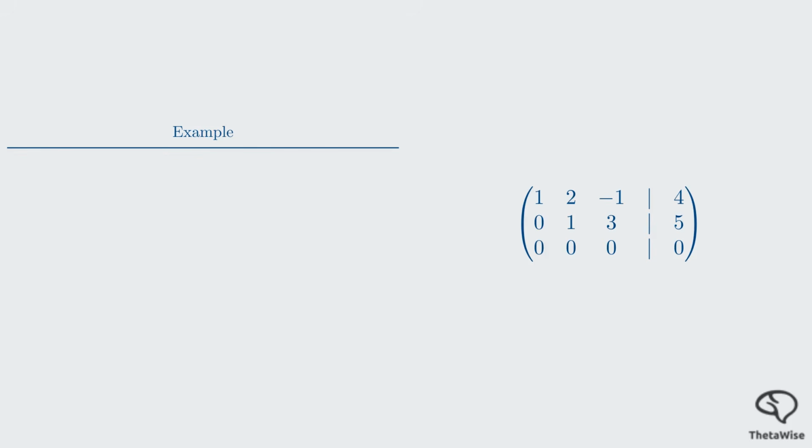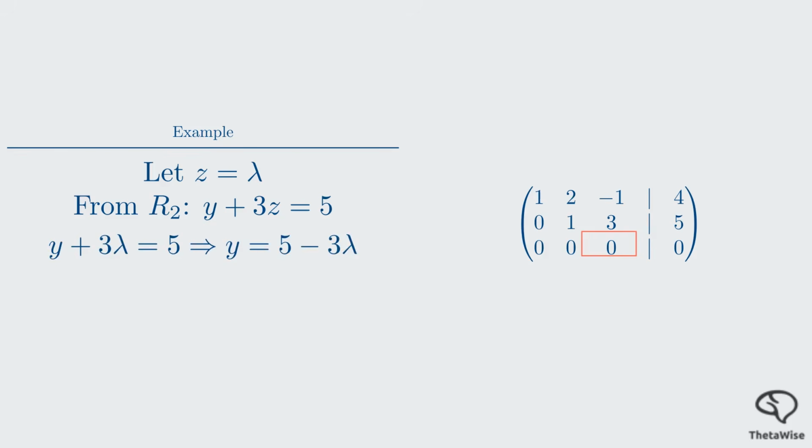Suppose we have reduced a matrix to the following row echelon form. The third row, 0 equals 0, confirms there are infinite solutions. We begin by letting our free variable, z, equal lambda. Next, we look at the second row, which represents the equation y plus 3z equals 5. Substituting lambda for z, we get y equals 5 minus 3 lambda.